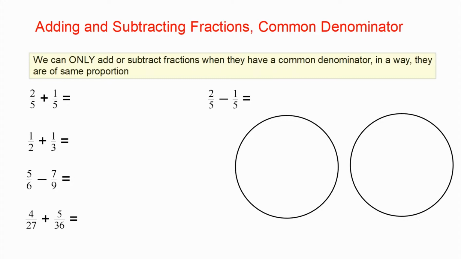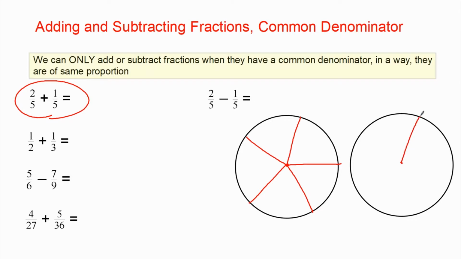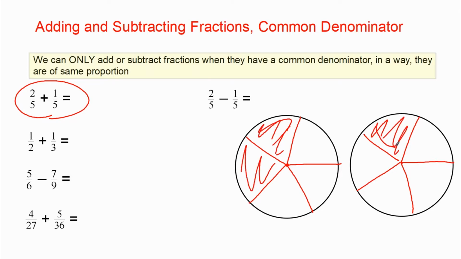So what does that mean? If I want to add 2 over 5 and 1 over 5, they have the same proportion. So what does it mean? This basically means that my circle is divided into 5 sections, and I'm going to do that for the other one too. Now one of these circles is 2 over 5, and the other one is 1 over 5, which is in here.